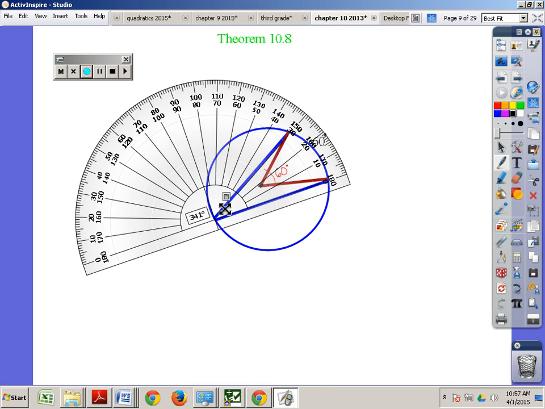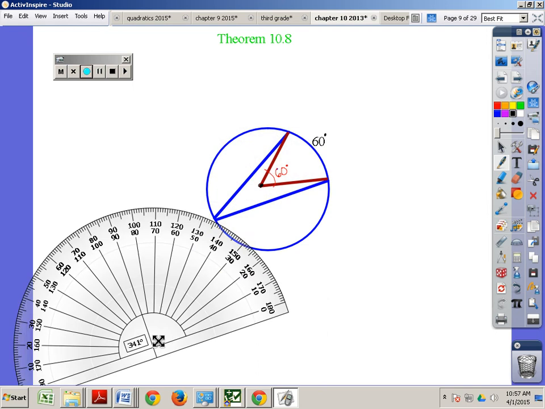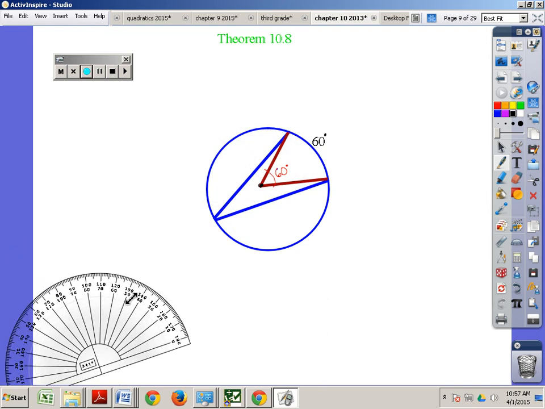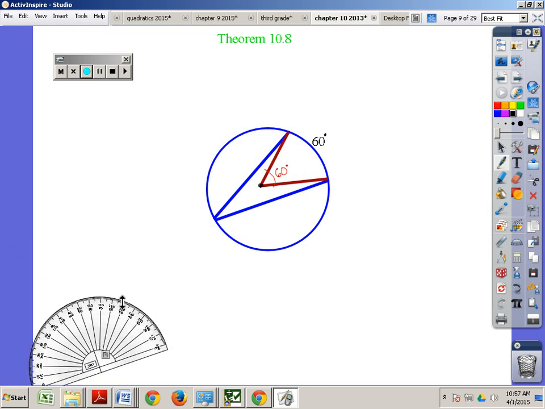So this purple angle here is 30 degrees. So we can hypothesize that our inscribed angle is going to be half of the intercepted arc, which is the same as the central angle.